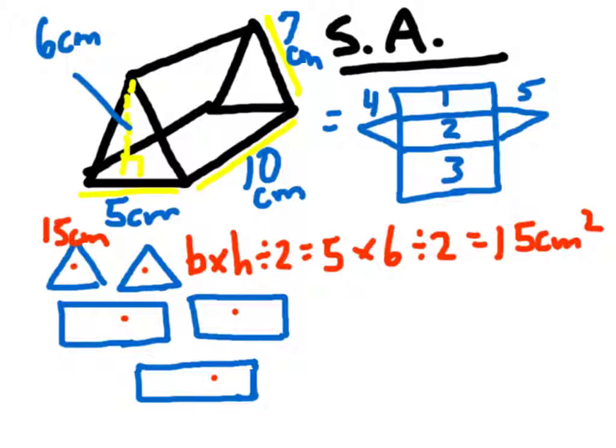Now we're going to look at the rectangles. This first rectangle is the one facing us, in our front view. What are the dimensions of that rectangle? It has a long side of 10 and a short side of 7. To find the area of a rectangle, it's length times width. So 10 times 7 is 70 centimeters.